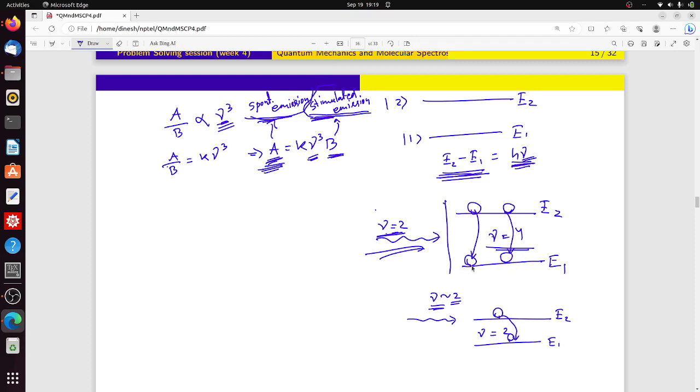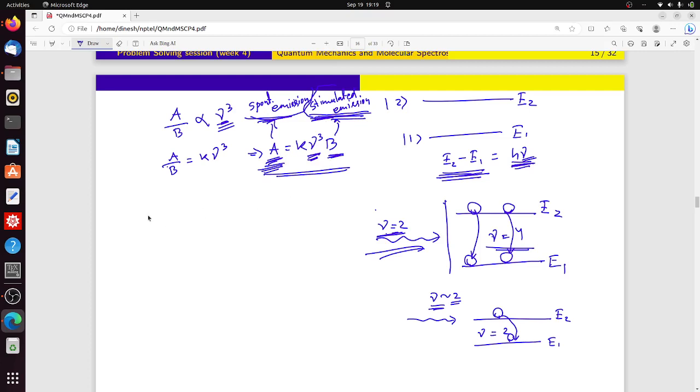Did you get the analogy, or do you have any doubt? No, sir. So it's clear from here, if nu increases, then spontaneous emission will dominate over stimulated emission, right?